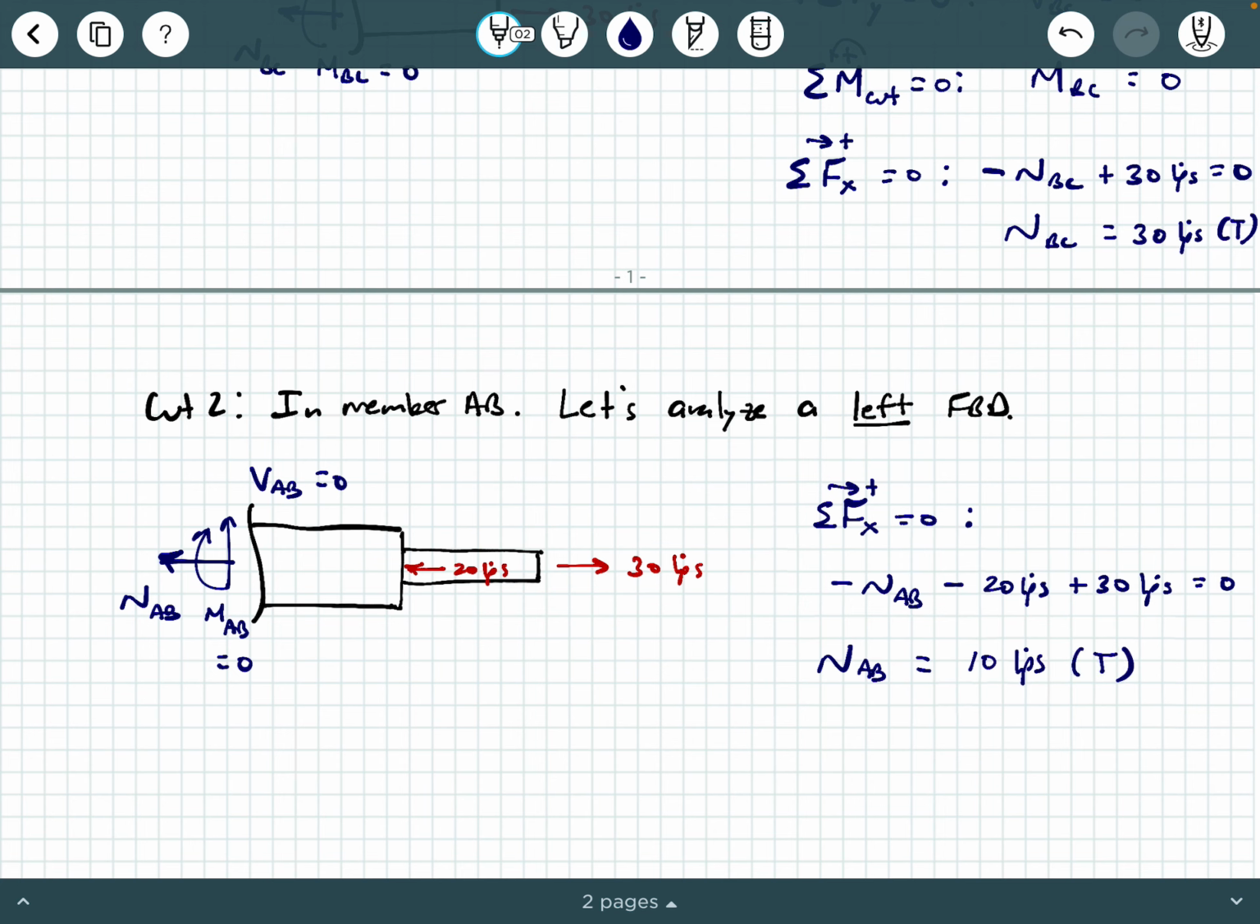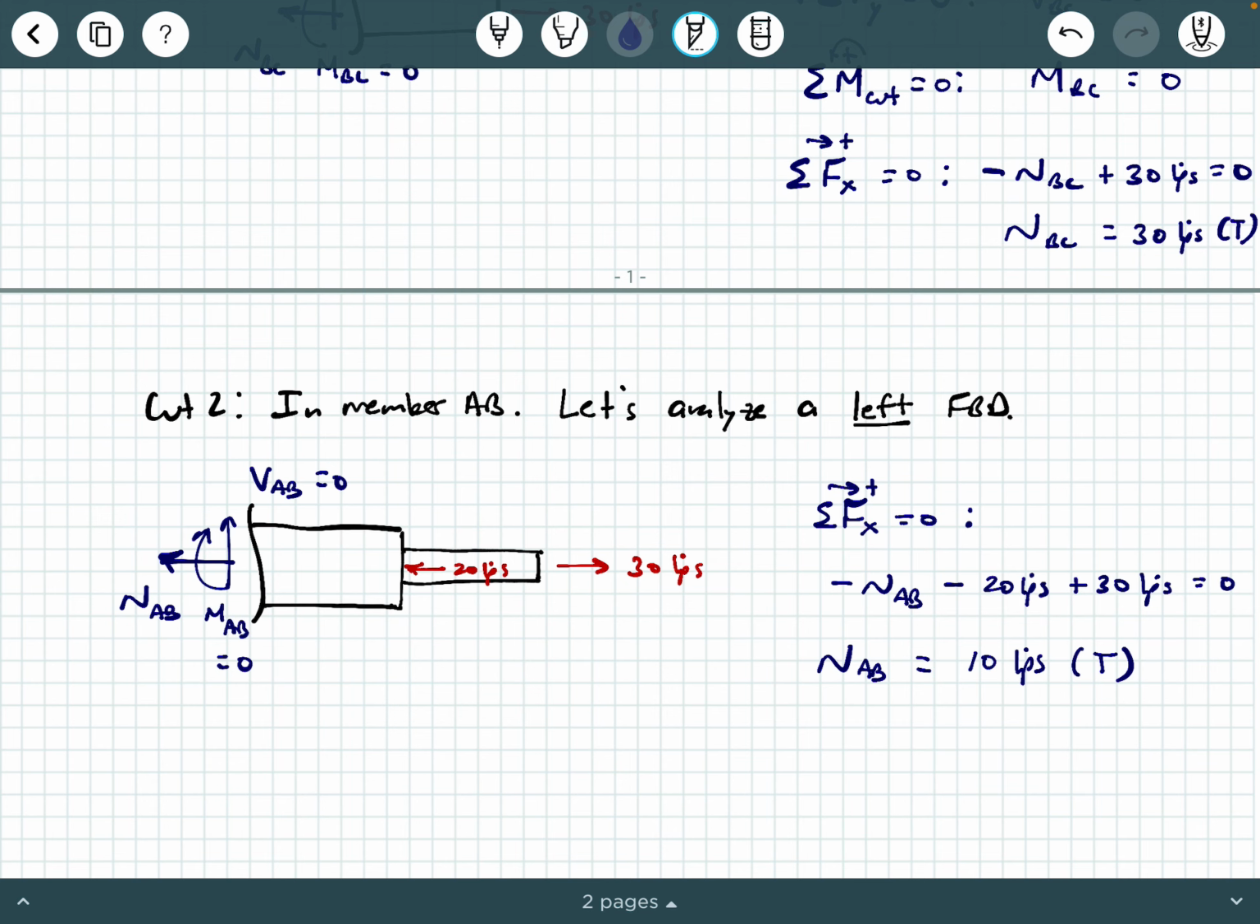Okay, how do I know that? Well, again, I solve for NAB, and I'm going to get 30 minus 20, which is 10 kips. It's a positive number. And because it's positive, the sense of that vector is in the direction I assumed here. I assumed NAB was pulling on this cut, creating a tensile effect. I did the calculations, came out positive. So it is in fact creating a tensile effect. And so we have 10 kips in tension in AB.